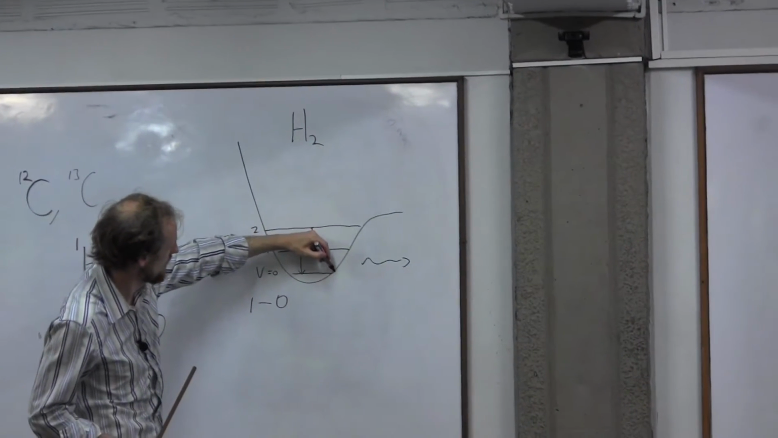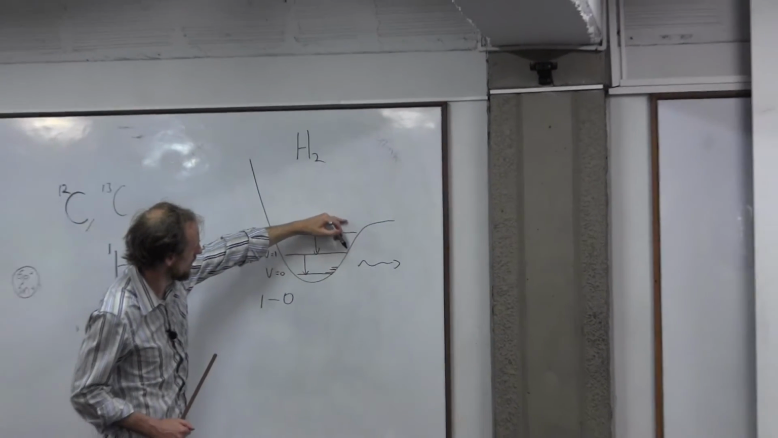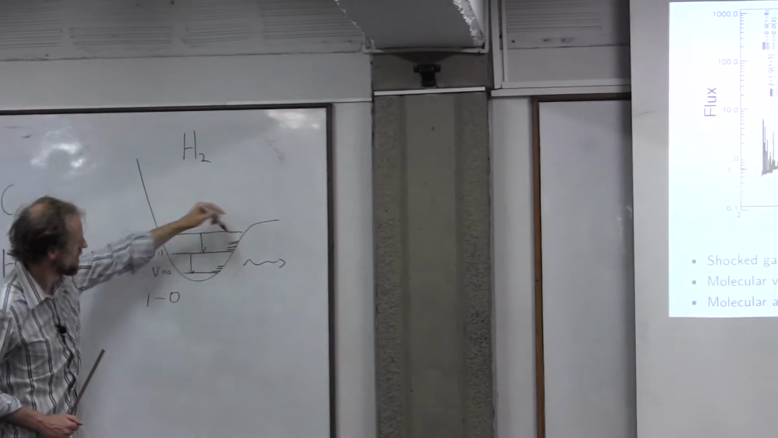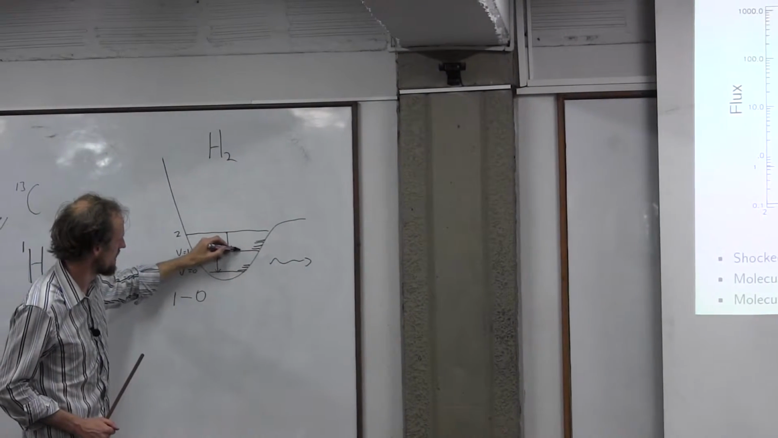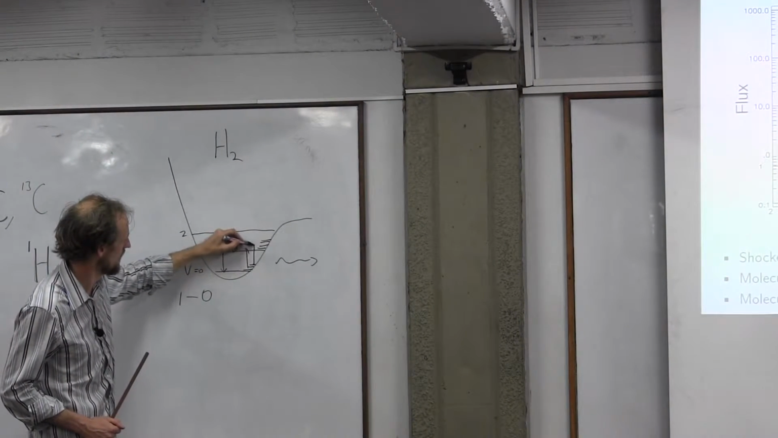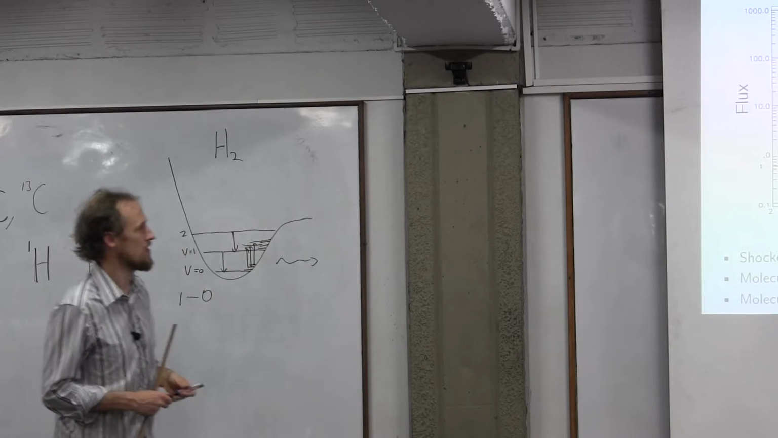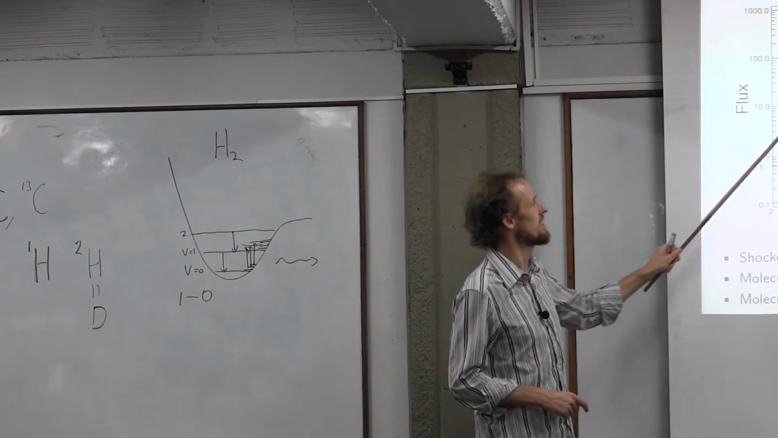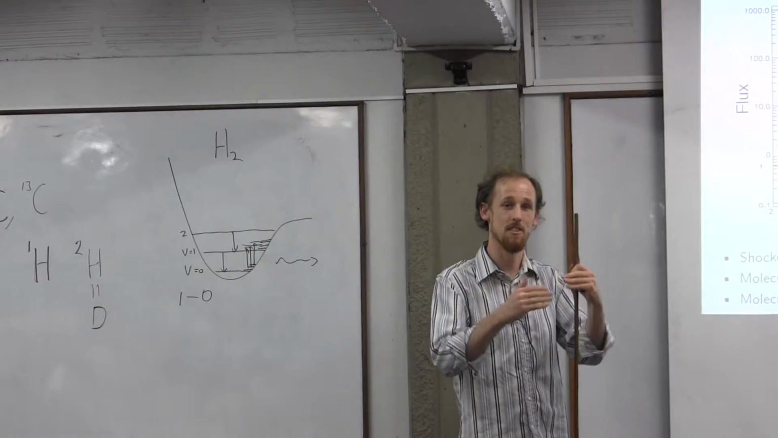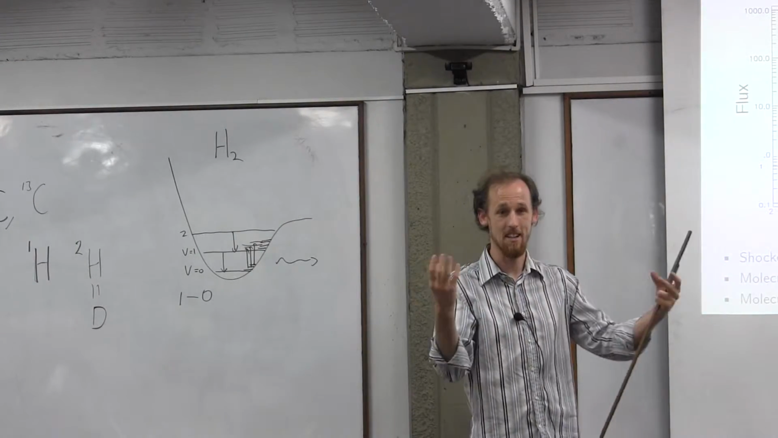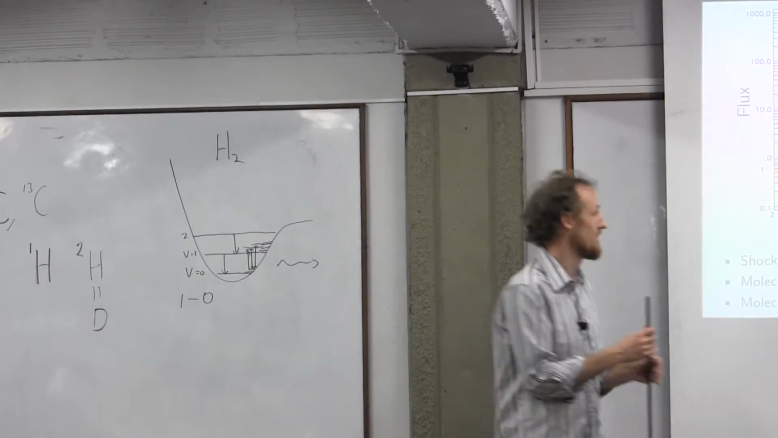And the reason there's more than one of them is because you also have rotational levels here as well. And you could have transitions between different pairs of rotational levels. So each vibrational transition will have multiple rotational transitions, so vibration and rotation aren't separate, they can go together. And that's the point I wanted to make.